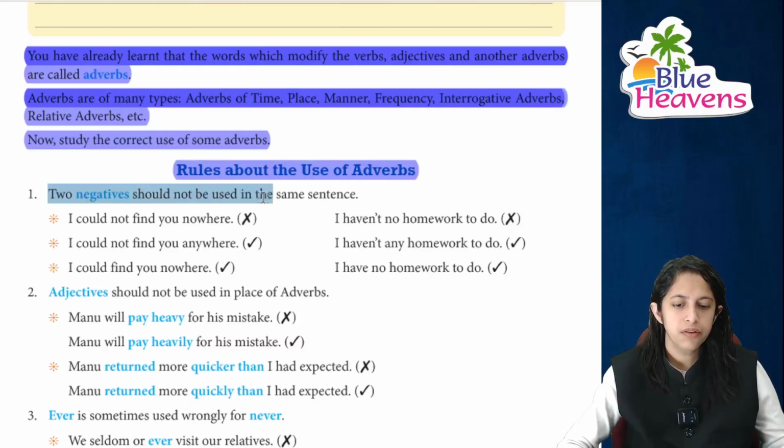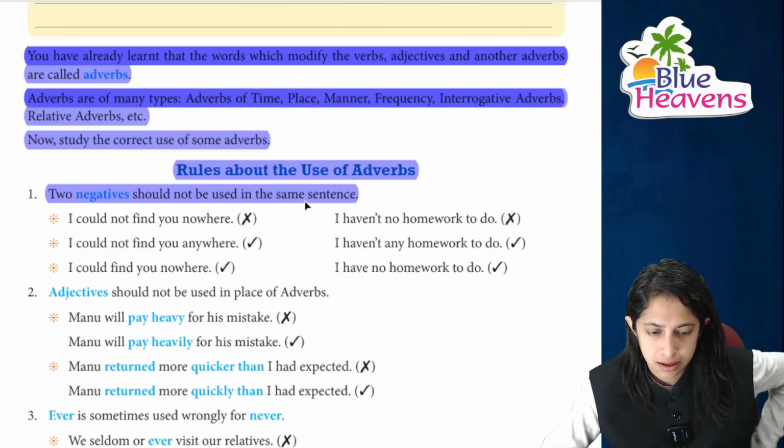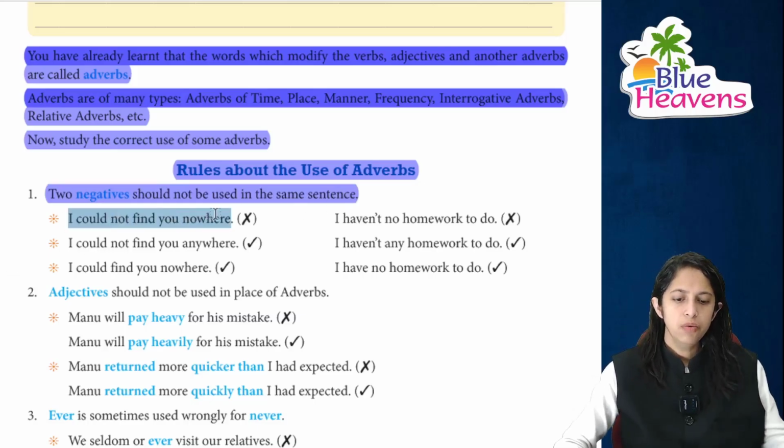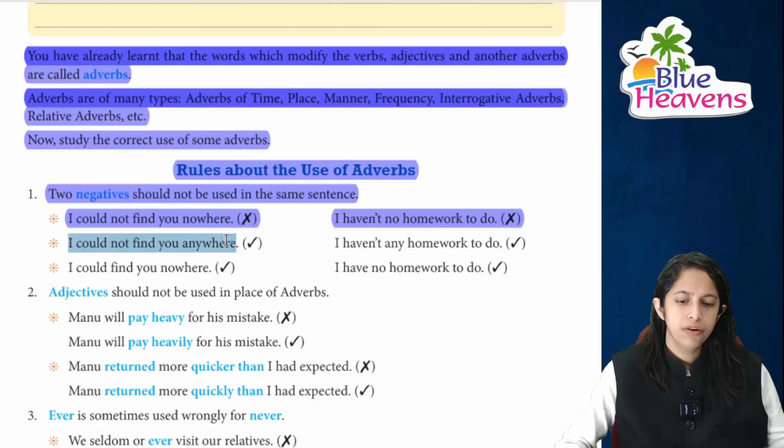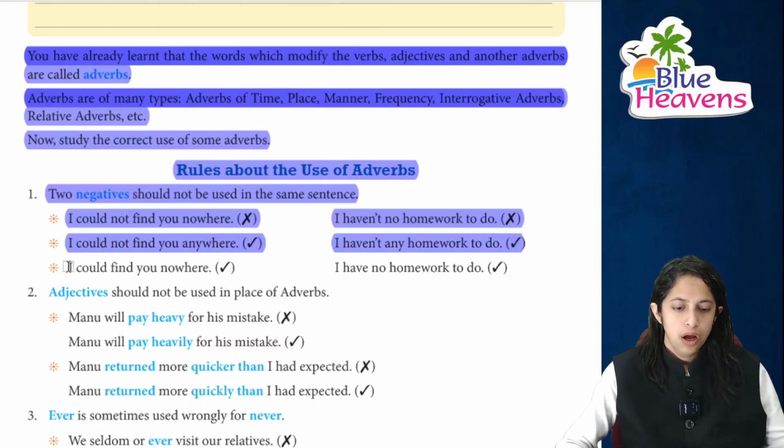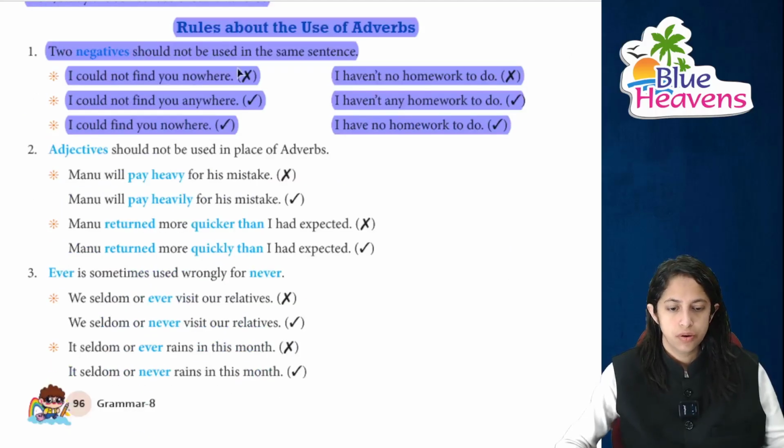Study the following correct use of adverbs. First, you have to learn the rules about the use of adverbs. Two negatives should not be in the same sentence; two negatives can never come in a sentence. Right. "I could not found you nowhere" is absolutely false. "I haven't no homework to do" is absolutely wrong. "I could not find you anywhere" is absolutely correct, and "I haven't any homework to do" is correct. "I have no homework to do" is also correct.